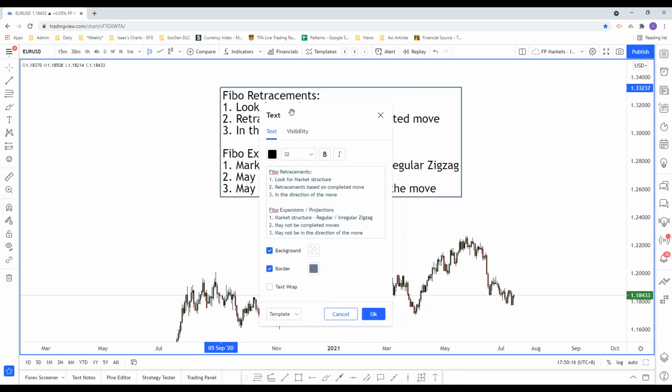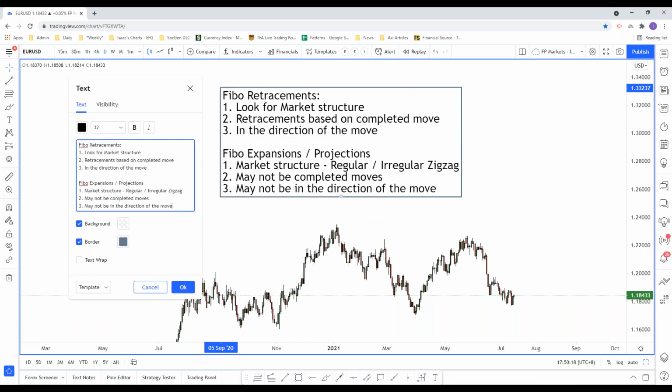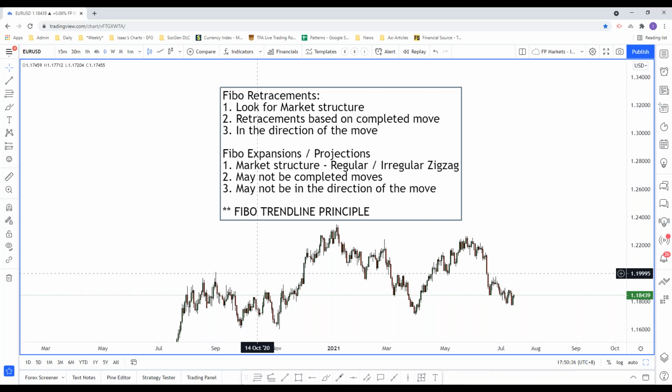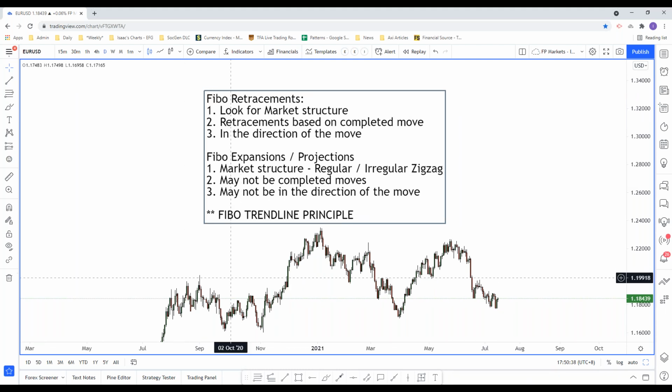Finally, the most important thing, whether you're drawing retracement or expansions, you need to follow the Fibonacci trendline principle. Of course, you have to try to follow it as closely as possible, right?